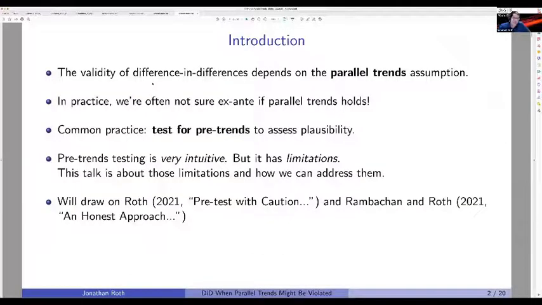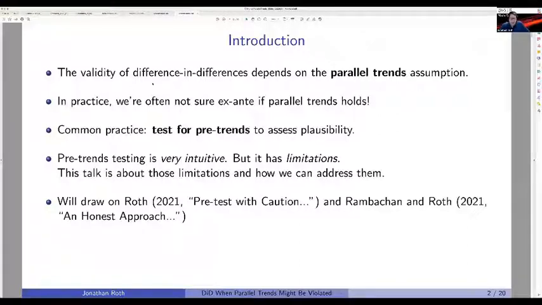So as Andrew very nicely talked about, the validity of difference-in-differences depends on this critical parallel trends assumption, which says that if the treatment hadn't occurred, the outcomes for the two groups, the treated group and the comparison group, or in the more complicated staggered setting, the earlier treated and the later treated or the never treated groups, would have moved in parallel if the treatment hadn't occurred.